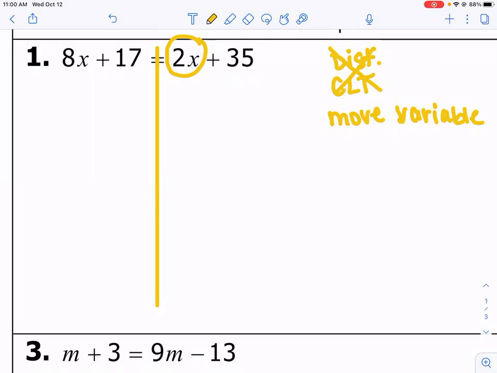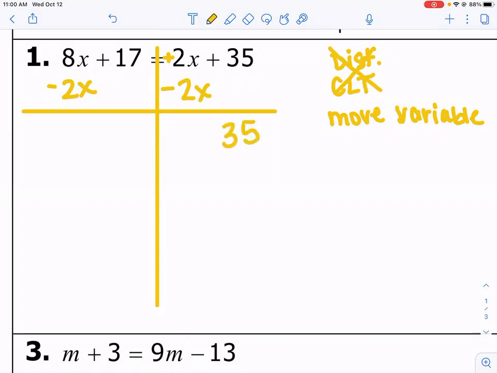I would not divide. So this is a positive 2x being added to 35. So to undo it, we are going to subtract 2x from each side. Because if I have a term that is a positive 2x and I subtract 2x, do they go away? Yeah. And I would just have this positive 35 left.